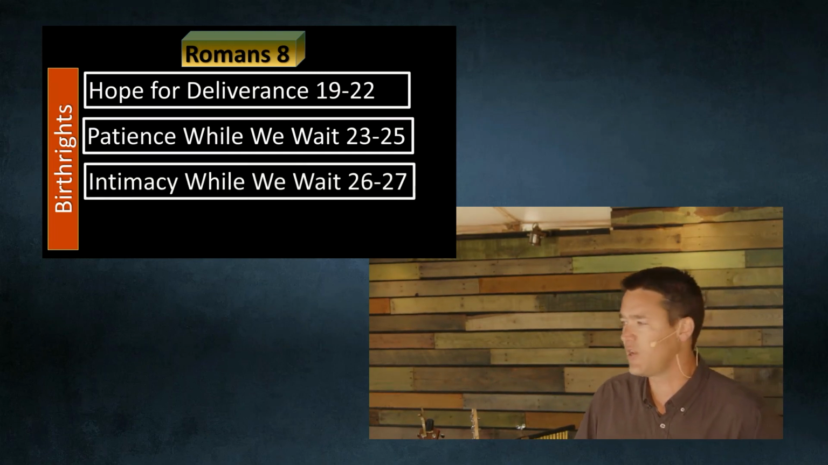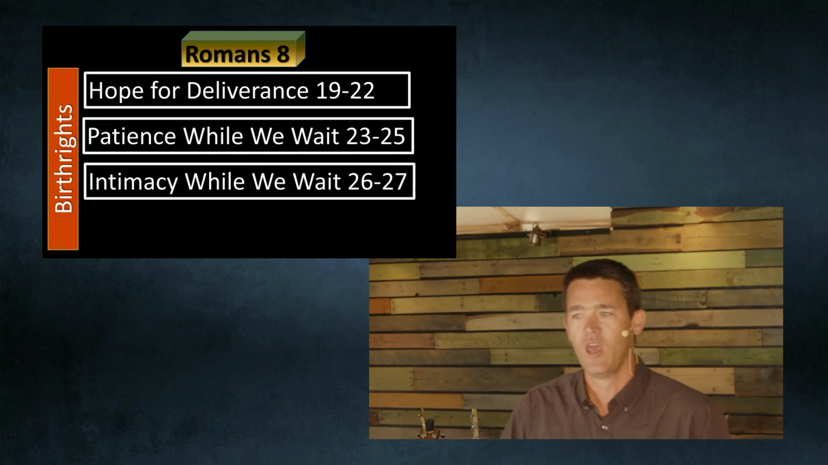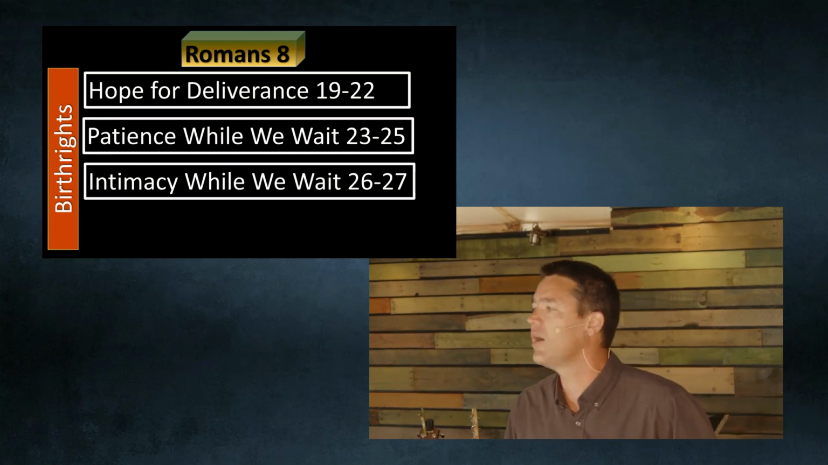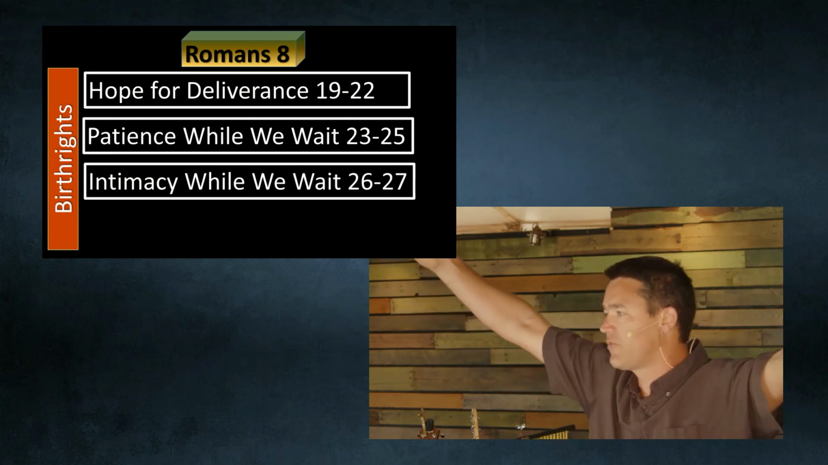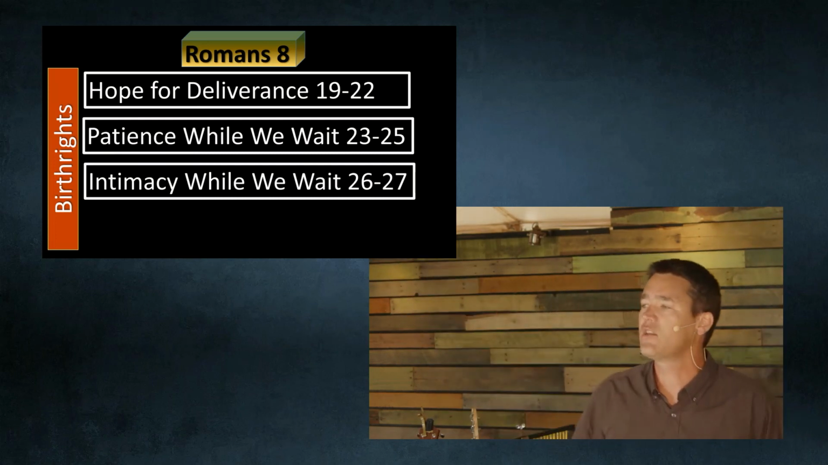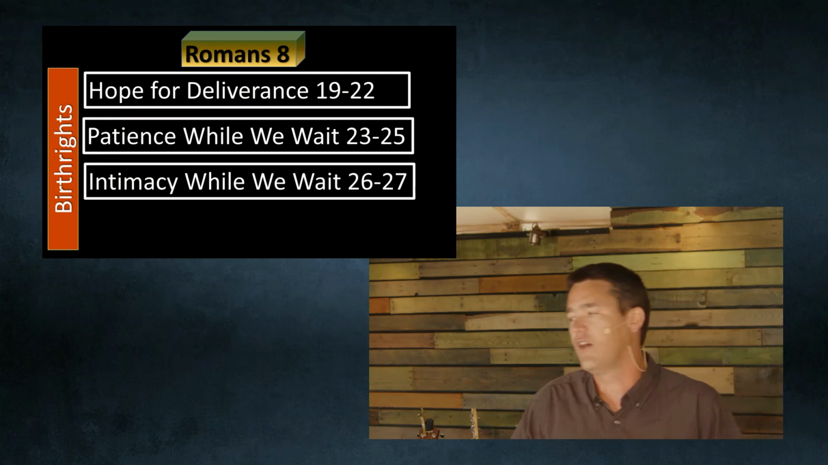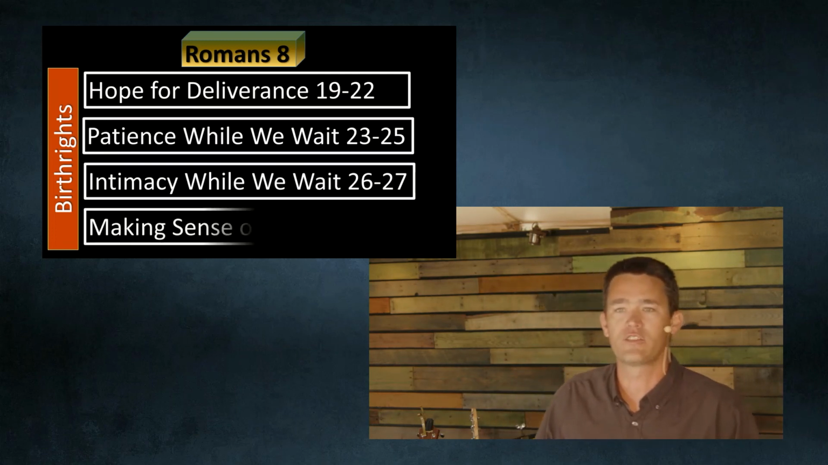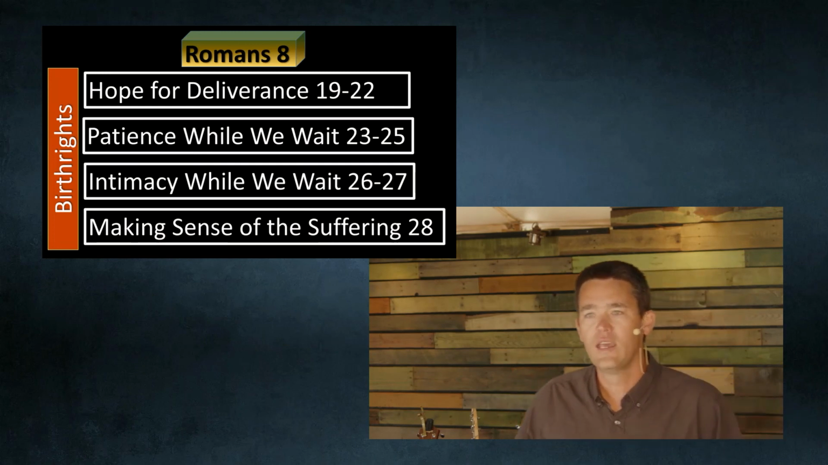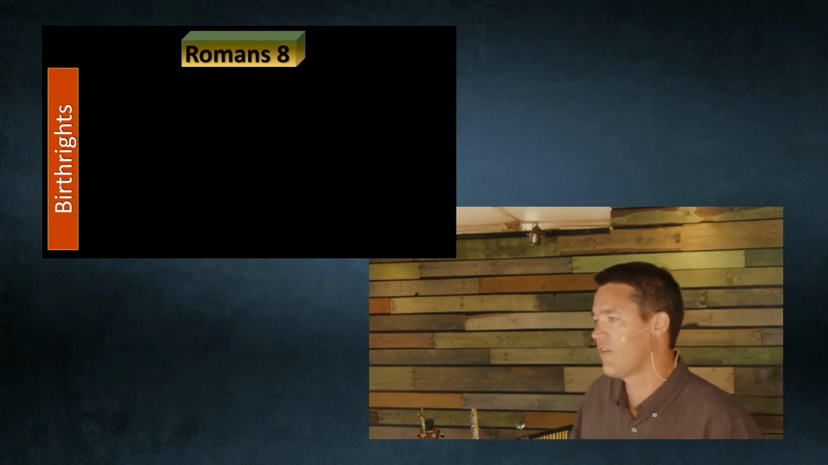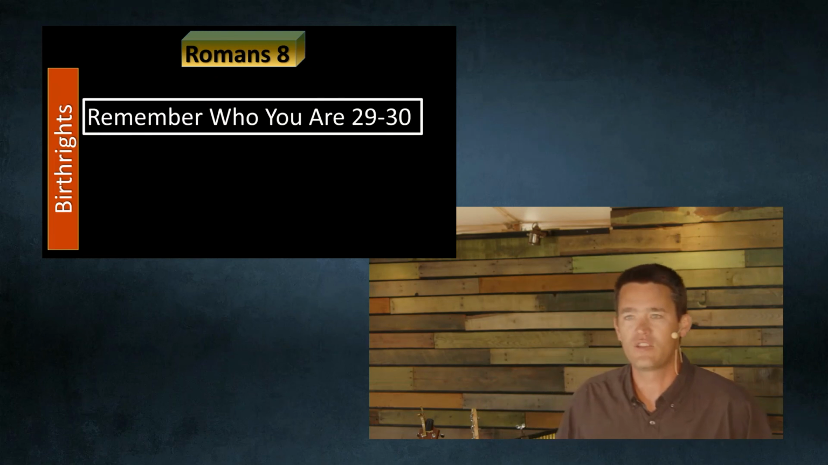Continuing on, intimacy while we wait. There's intimacy with the Spirit. While we're waiting for the bridegroom to come and take us back to his home, back to glory, back to the marriage of the Lamb, while we're waiting, there's an intimacy with his Spirit that we know that he loves us because his banner over us is love. And finally, making sense of the suffering there in verse 28, he's going to say there's a reason for that suffering, that God has got something that he's doing in you.